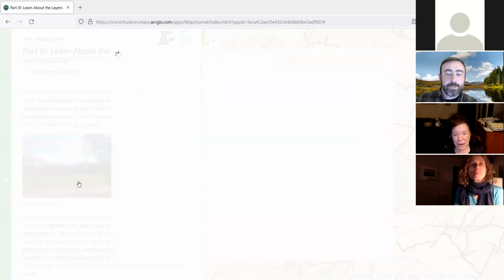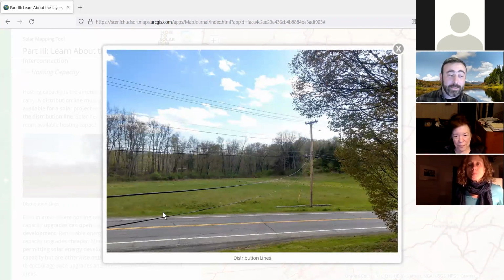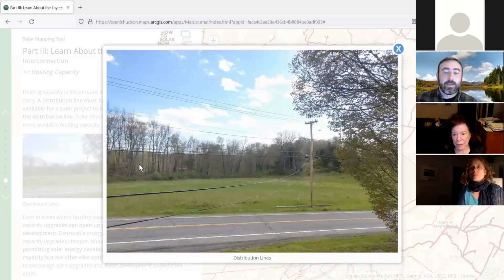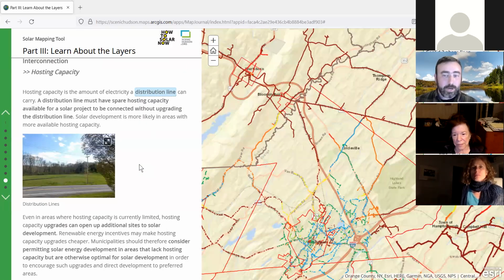And when we talk about distribution lines, it's these guys. It's the telephone, what I would have called a telephone pole up until recently. It does have telephone wires, but also distribution of electricity on it, right? So this is the stuff going from the substation to our houses, our places of work, et cetera.